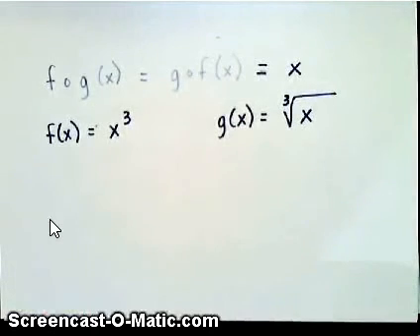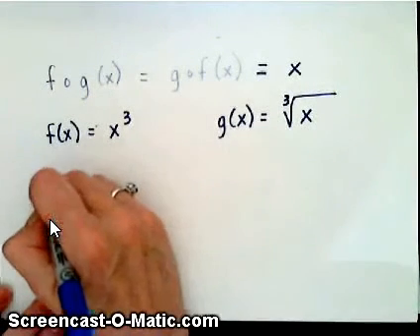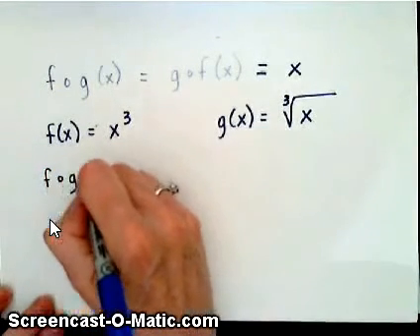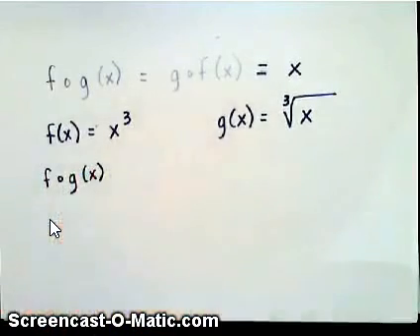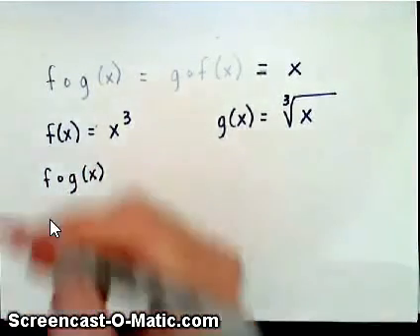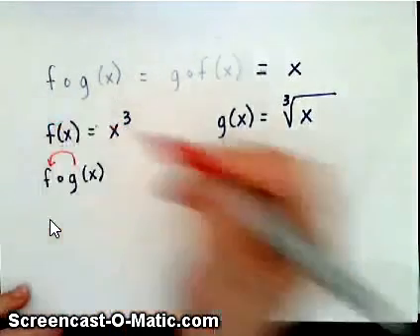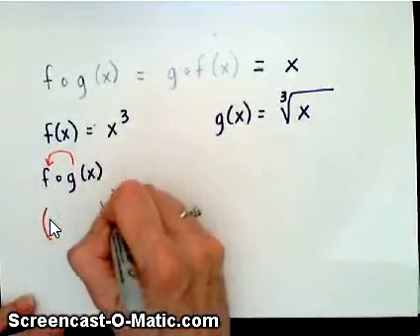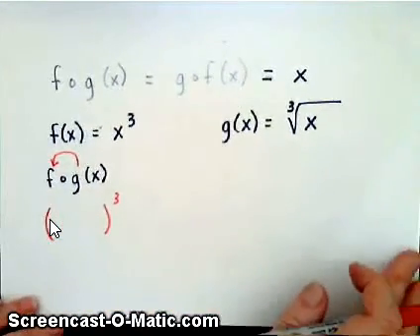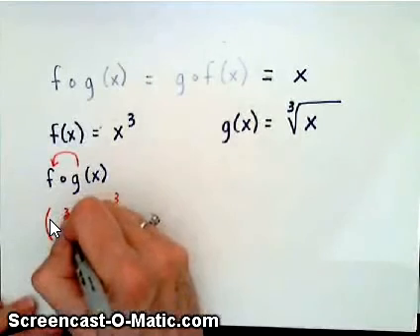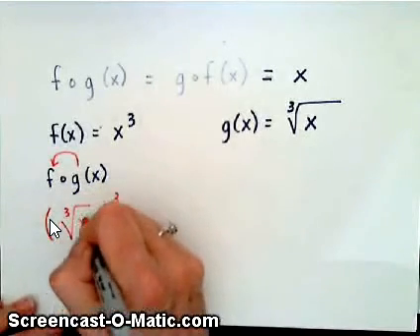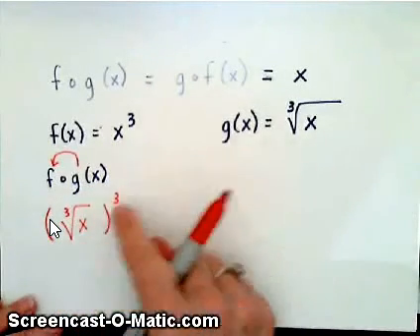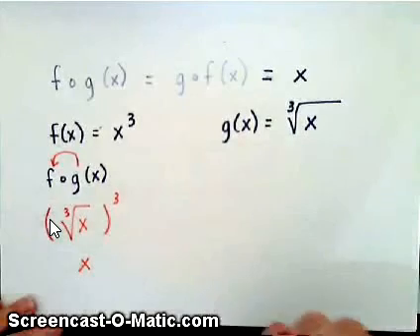All right, so if I wanted f composite g of x, remember what that means. It says put the g function into the f function. So that means blank cubed. And the g function would go in there, so you'd have cube root of x, cubed. And if you cube the cube root, you're going to get x.